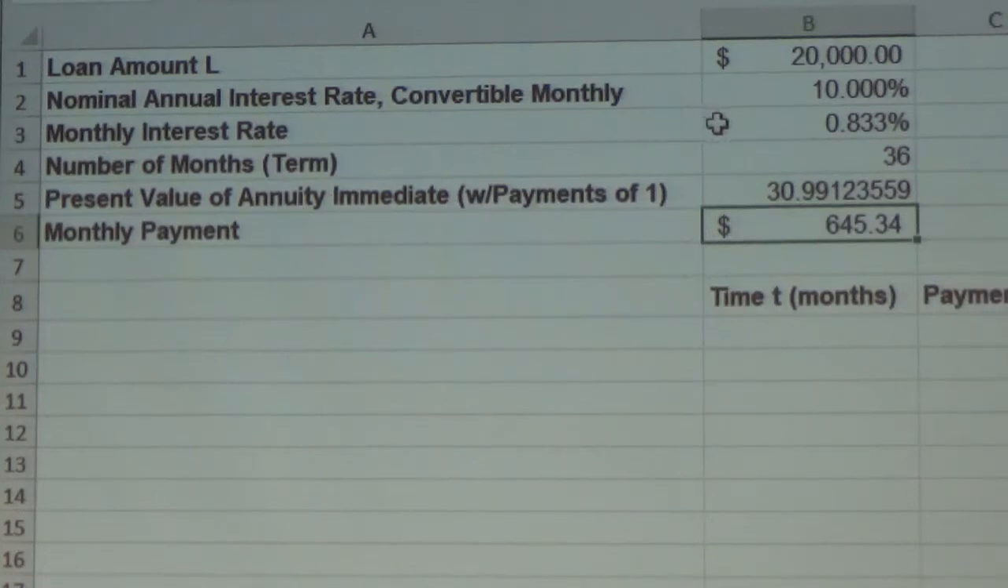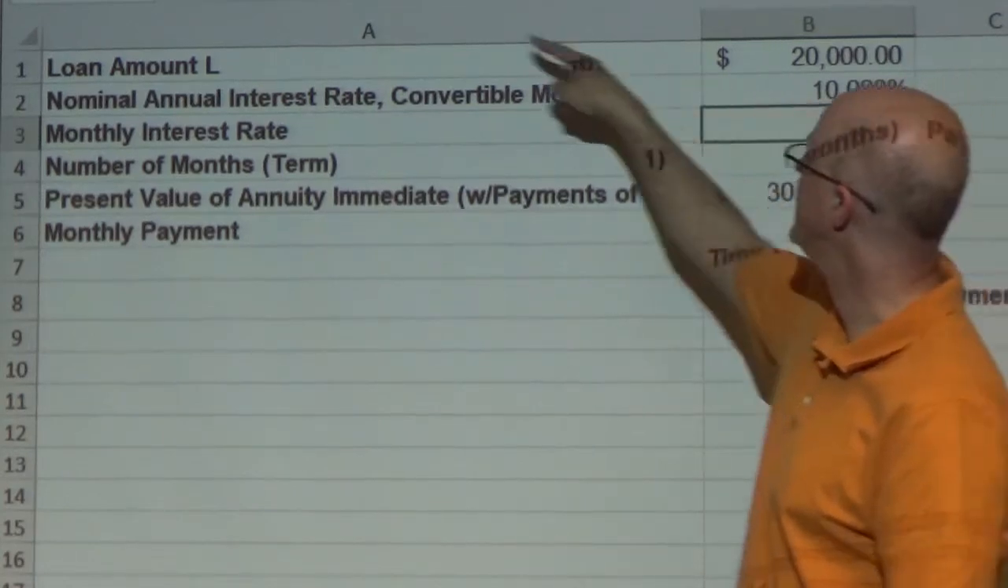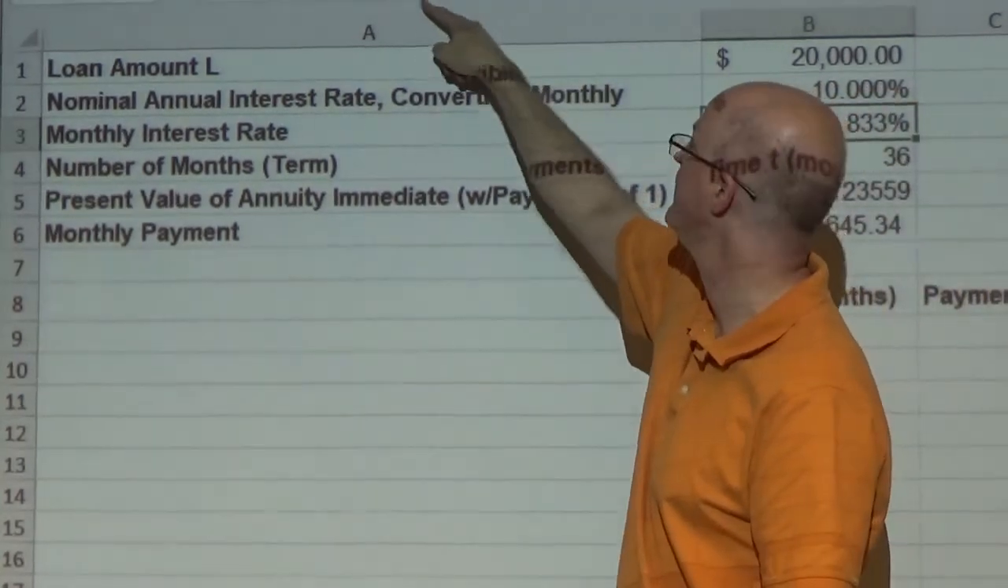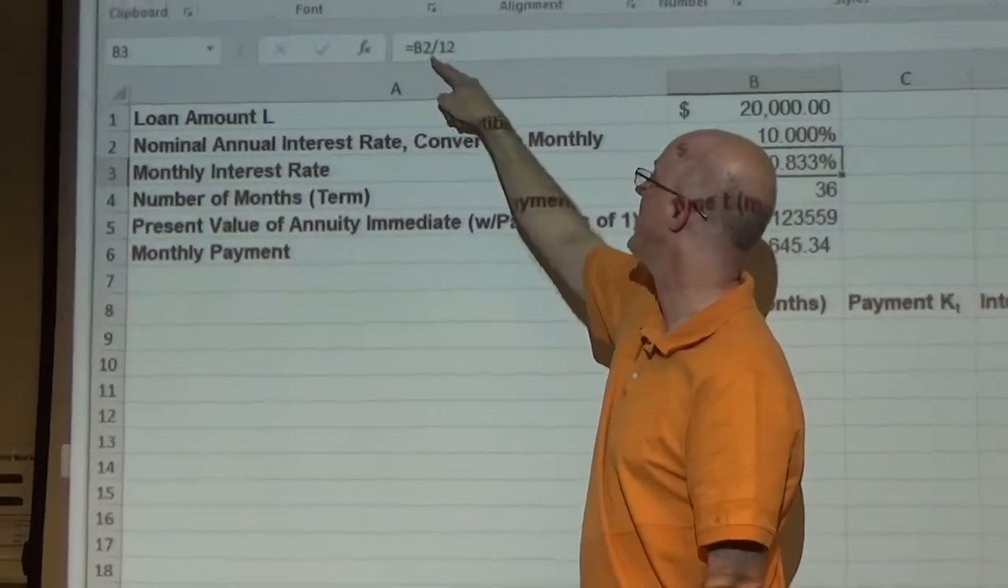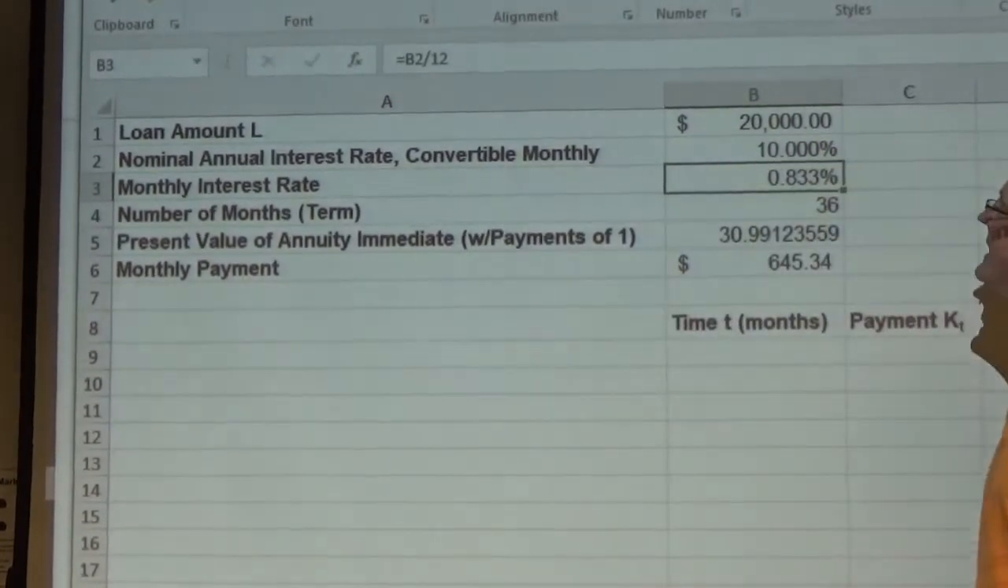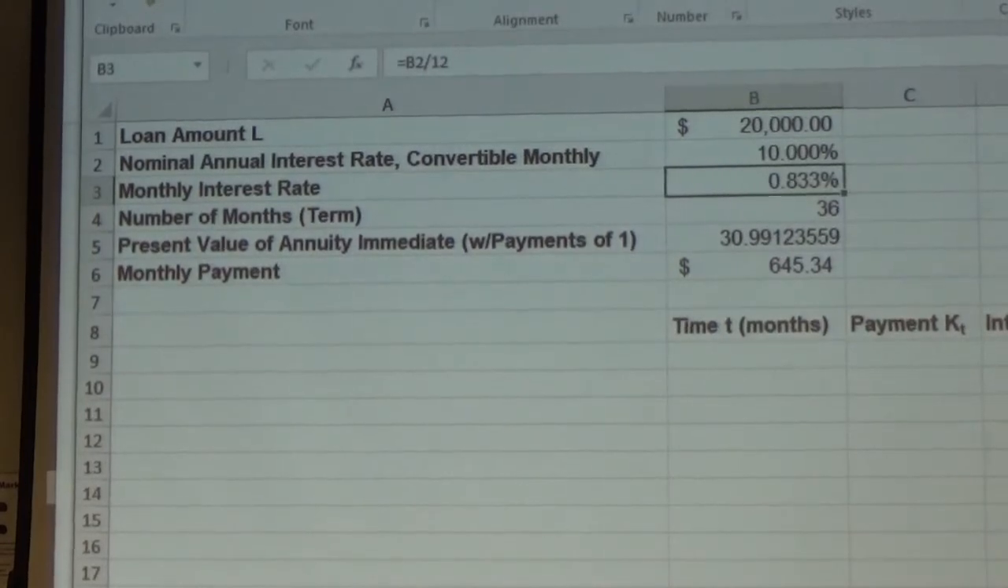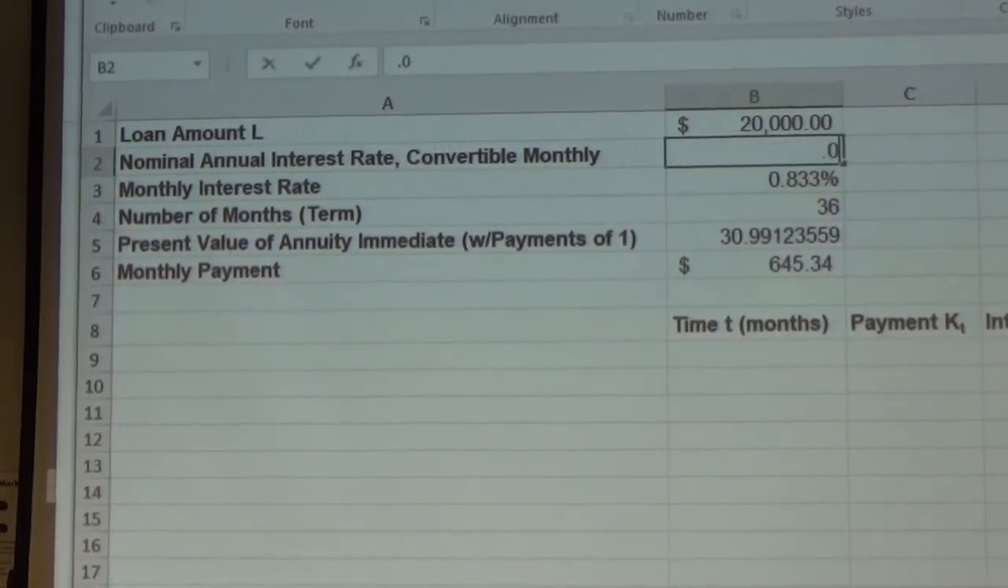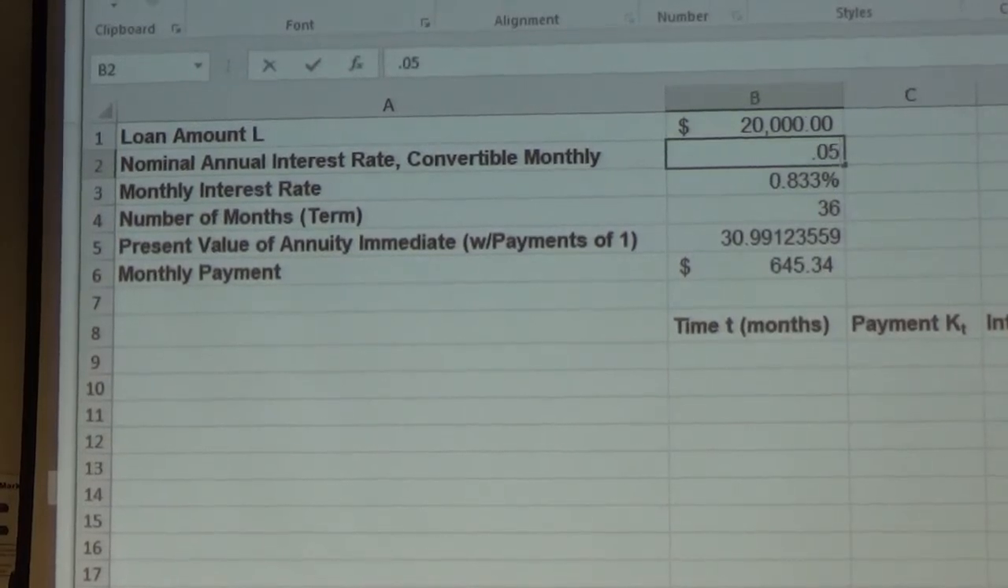But yes, I can make changes. And by the way, I did in cell B3 type a formula as well. I took equals B2 divided by 12. So I took the annual nominal interest rate and divided by 12 to get the effective monthly interest rate. I could change that nominal annual interest rate to, say, 5%, which I think I have to type as 0.05, though it's going to display it as 5% based on the formatting.